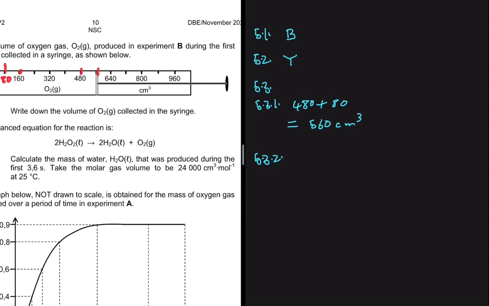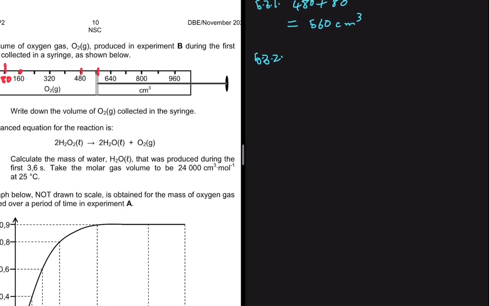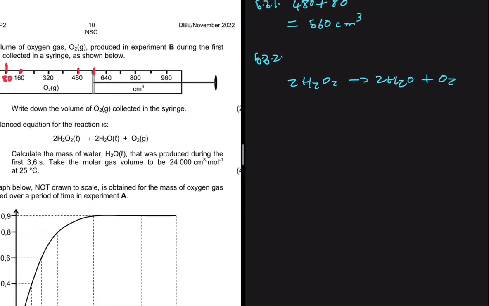And then 5.3.2, calculate the mass of water that was produced during the first 3.6 seconds. Take the molar gas volume to be 24,000 centimeter cube per mole at 25 degrees Celsius. So we have 2H2O2 giving us 2H2O plus O2. We have the volume of the oxygen. We want the mass of the water.